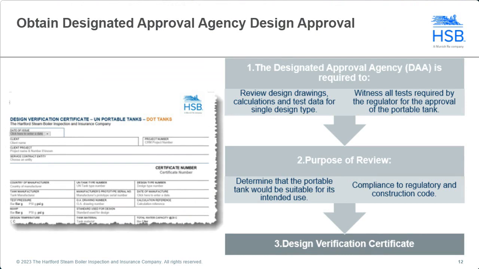The next step: we know what hazardous material is going to be used, and we have some design requirements. We know the regulations, and we know the construction standard. US DOT requires the designated approval agency to approve the design. We will review the design drawings, calculations, and test data for a single design type. That design type could cover different sizes. We also will have to witness all tests required by the regulator for approval of the portable tank.